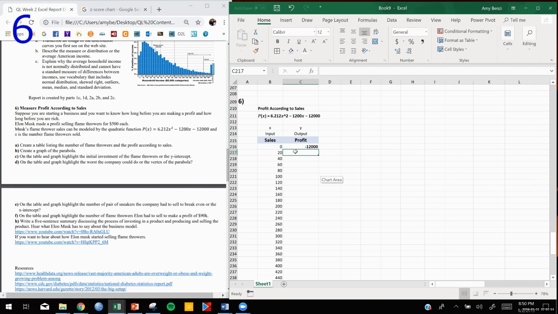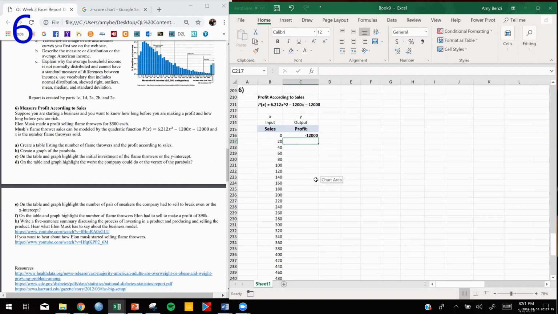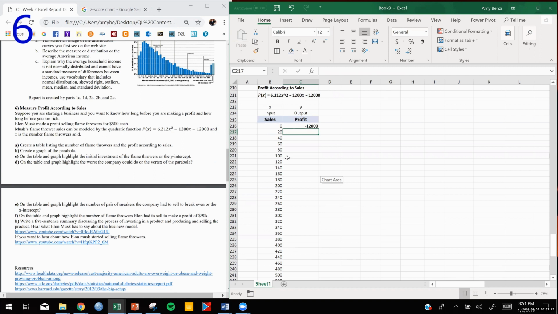And I get a negative $12,000. What that means is when 0 flamethrowers were sold, there was an investment of $12,000. And we do all kinds of things with intercepts, and this is my y-intercept, plugging in zeros, but we're not going to talk about that here. We're just going to have fun. This first one, we're just going to explore our graph and have some fun with it.